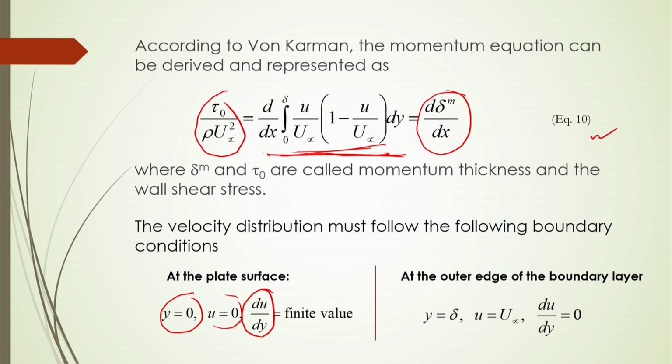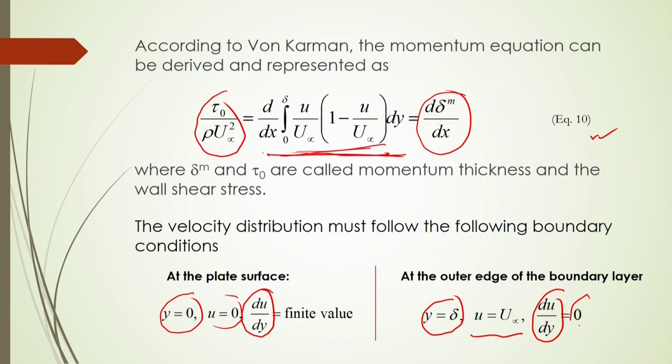At the other side, at the outer edge of the boundary layer, y should be the boundary layer thickness, that is y equals delta, and u reaches u infinity, the free stream velocity. Since there will be no change of velocity in the y direction, that is a uniform velocity. So, in that case, du by dy, the velocity gradient in the y direction, will not be there.